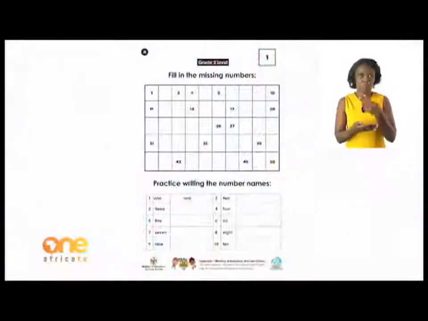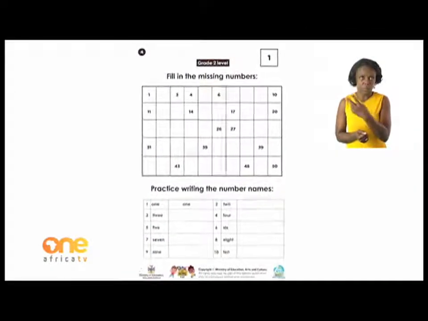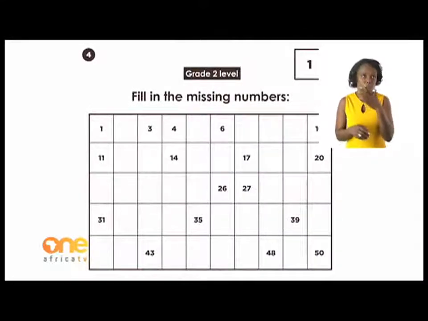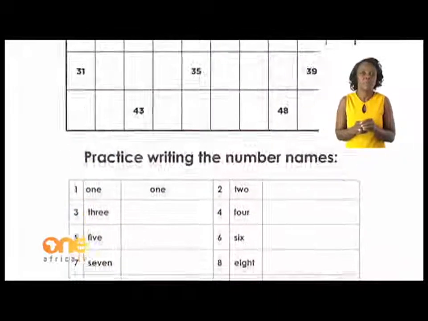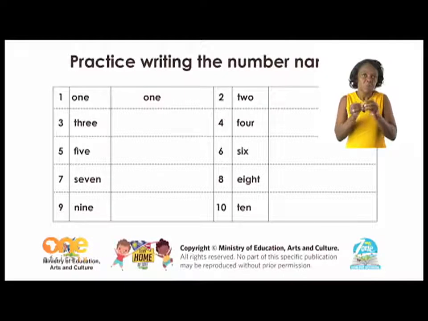4, we are going to start with the grade 2s. There is a number chart up to 50, but this is so simple. I know my grade 2s can do this since we have already learned how to count. So just fill in the missing numbers there, and then you go to the second activity under. Just practice writing your number names. You close your eyes and you write the number name and see if you know it.